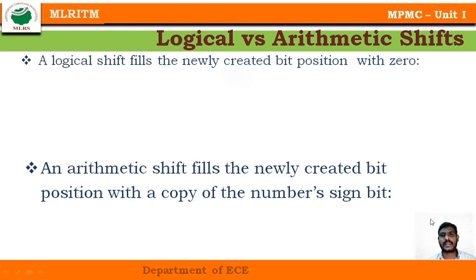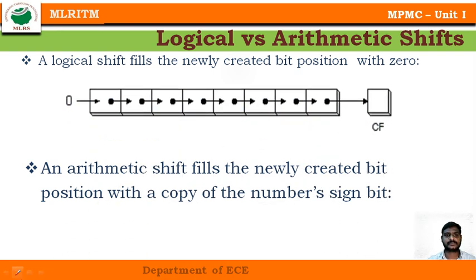Next, having seen the logical shift and arithmetic shift, what is the difference between these two? When we say logical shift, a newly created bit position is filled with a 0. Here, the last bit is shifted to the carry flag, and the empty bit position, after the MSB is shifted to bit position D6, is filled with a 0 in the case of a logical shift operation.